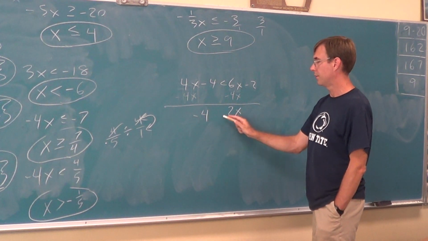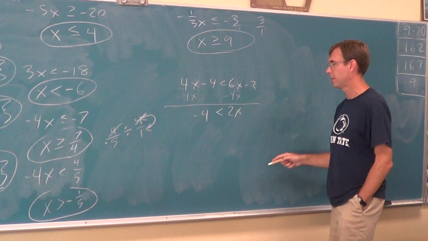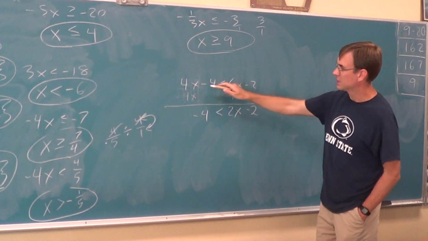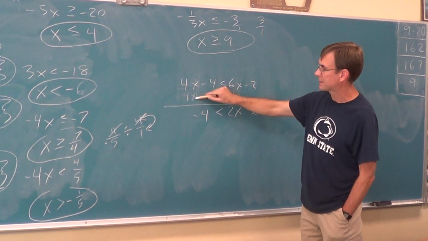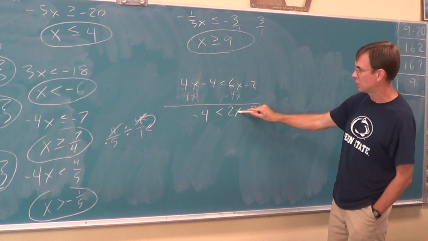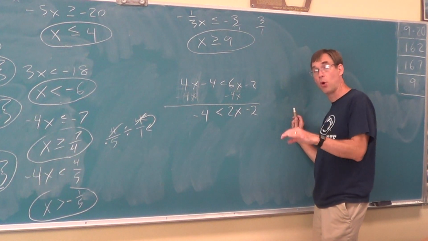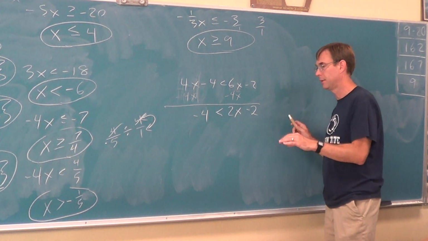Negative 4 is still there, less than is still there, the minus 2 is still there. The only change I made is to subtract the 4x to get one of those variables gone. I got a 2x there. And again, adding or subtracting never turns the sign. It's multiply and divide that might turn the sign.